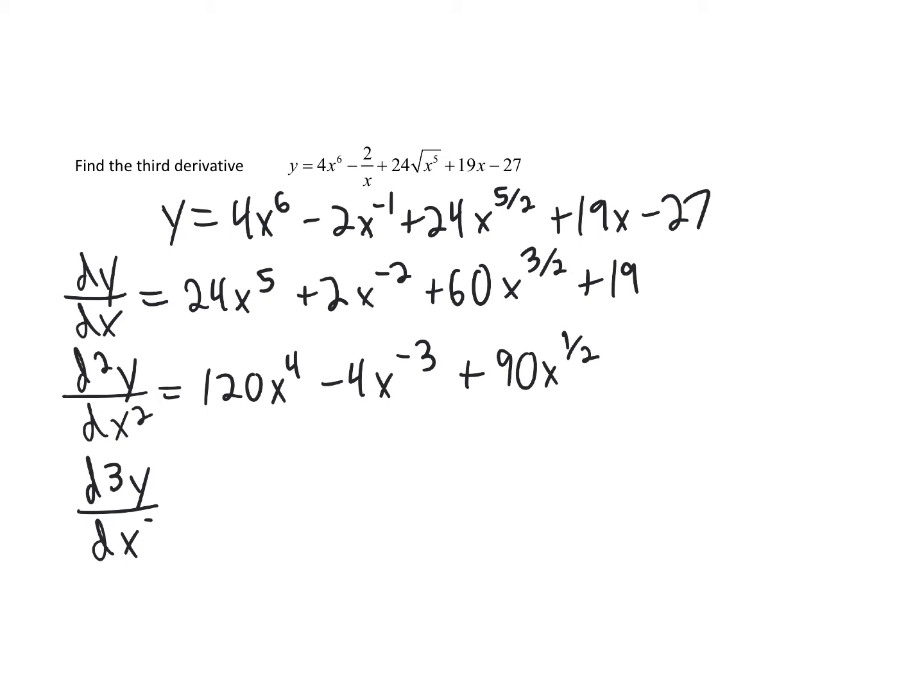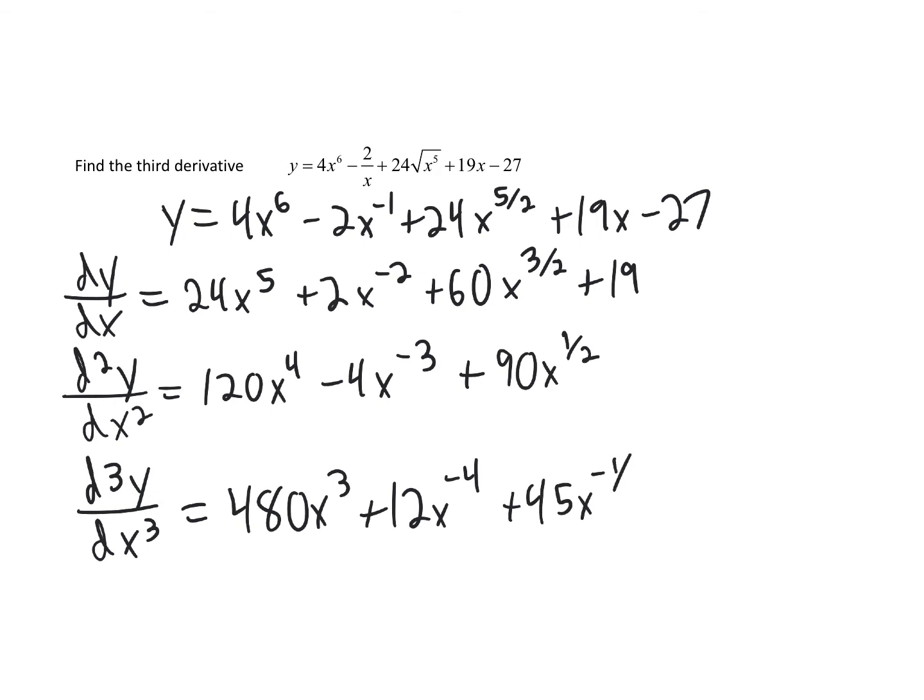Third derivative. 480 x cubed plus 12 x to the negative 4 plus 45 x to the negative 1 half. And then we just simplify.